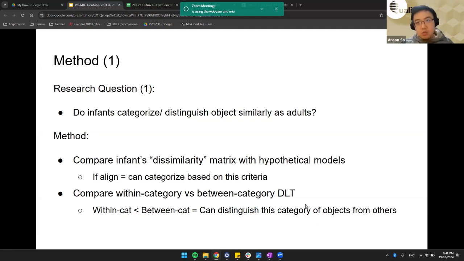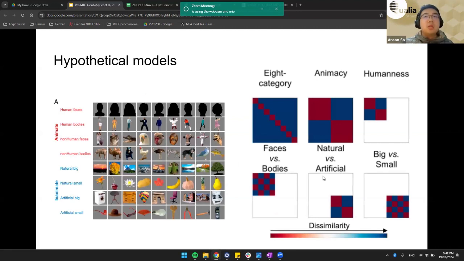So therefore, in the next slide, when I explain the results, these will be combined together. So let's talk a little bit about the hypothetical models. We've mentioned that there are 8 categories of objects, and these are the models on the right that they have generated. So for each of the categories, they hypothesize that some certain subject can distinguish between them based on these criteria perfectly.